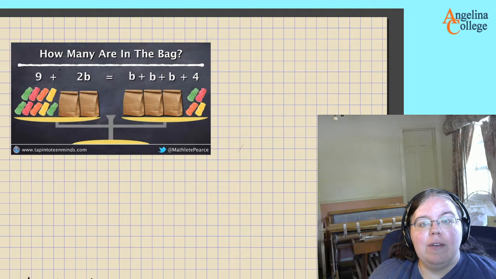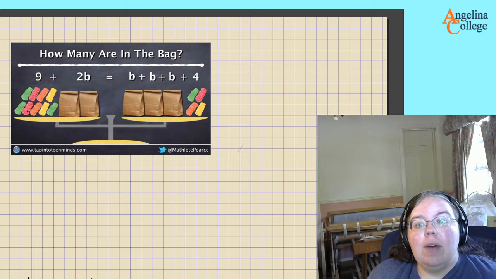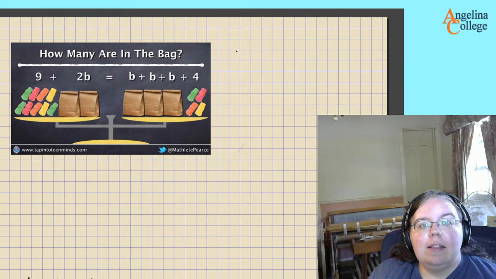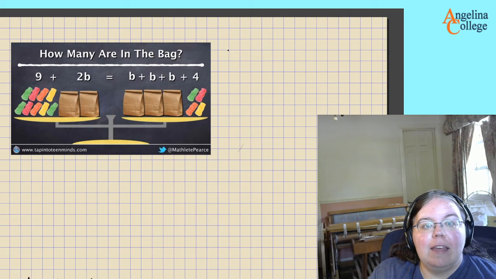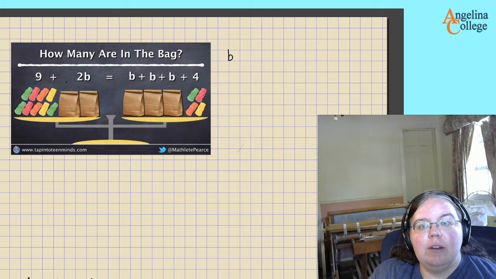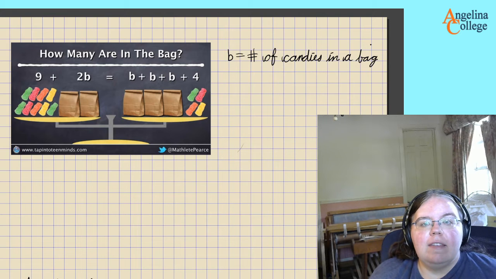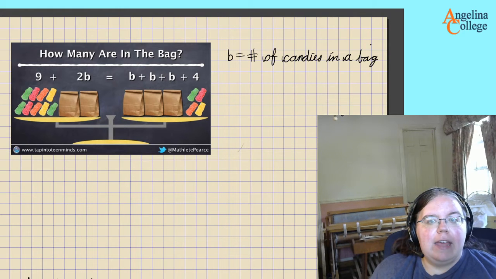And what we have here is a representation for an algebra equation. So how many, it looks like these are some kind of small candies, and clearly that's a question that could be useful if we're planning on having some candy. So B, according to what we seem to have here, is the number of candies in a bag. So it's implied here that every bag has the same amount of candy in it.